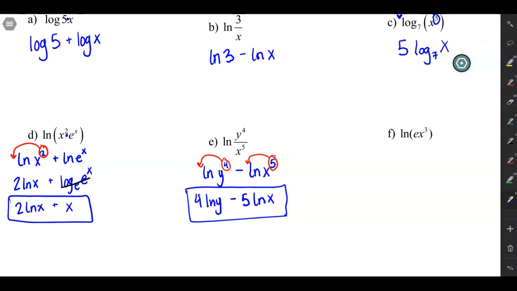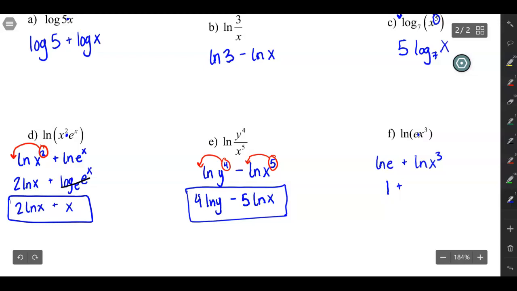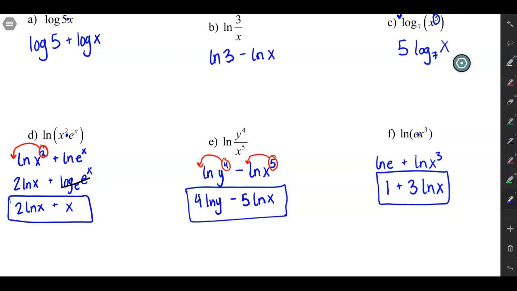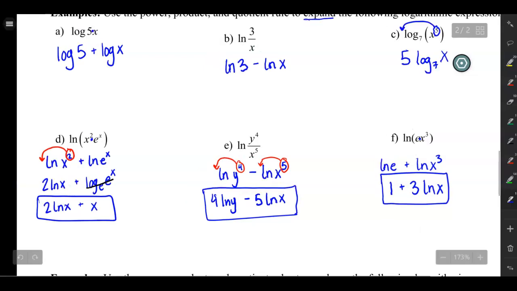Okay, let's go ahead and do our last one. So this is the natural log of e times x cubed. So it's going to be the natural log of e plus the natural log of x cubed. The natural log of e, remember that's log base e of e, which is just going to turn into 1. And then I'm going to do the power rule here to make this 3 natural log of x. And that would be my final expanded version of that one. It's really not as simple, right? We've expanded it into several logs.